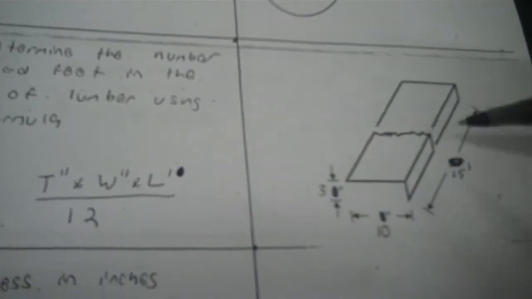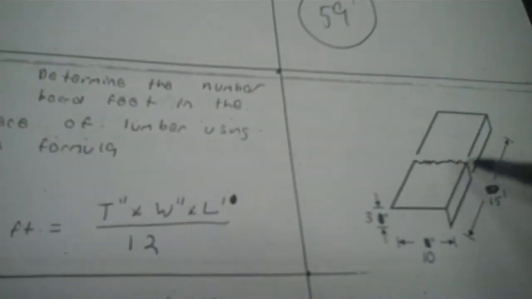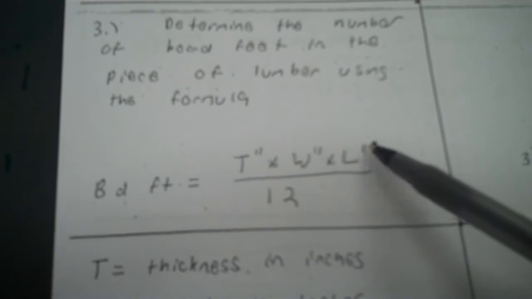Okay, now you have a little diagram here. Determine the number of board feet in the piece of lumber using this formula. The number of board feet you need in that piece of lumber is found by taking the thickness, which is T, that's in inches, that's why there's two quotations after it, times the width in inches, okay, times the length in feet, because you just see one apostrophe after the L, that's because that's feet, and then divided by 12.